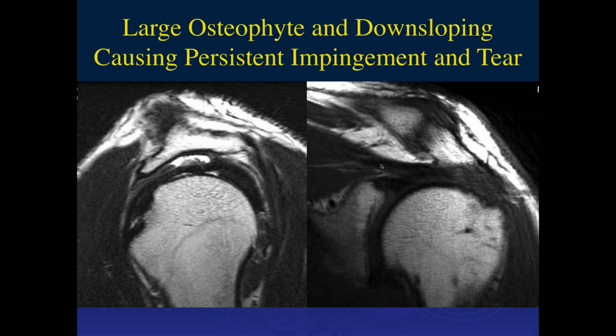Here's, again, retraction of the musculotendinous junction of the supraspinatus, a tear of the supraspinatus here, which we would see better on the PD fat sat images. But here we're just looking at the bony anatomy. So this is a large osteophyte that's, I don't know whether it wasn't resected or it was resected and grew back, and then downsloping, causing persistent impingement here, which was the cause of the patient's symptoms. Downsloping.